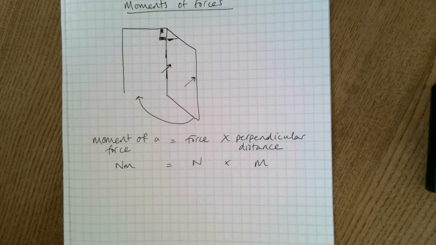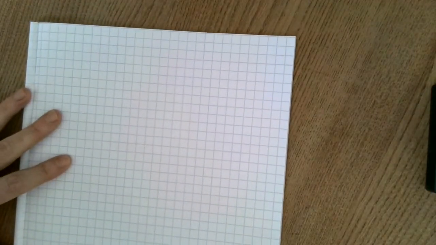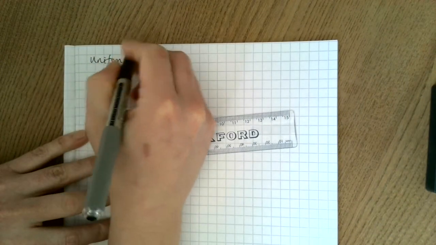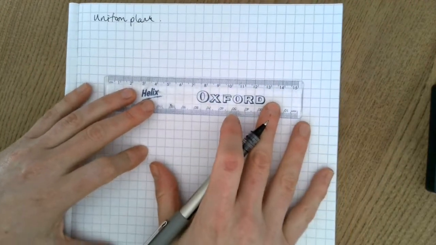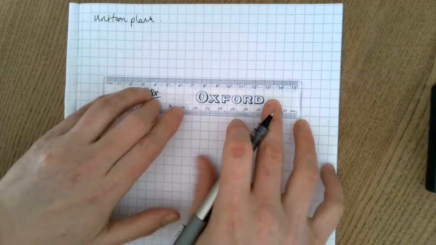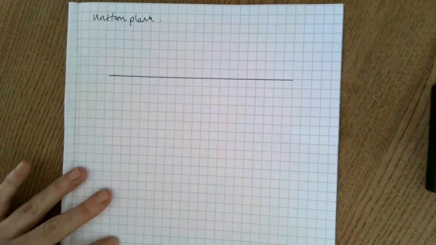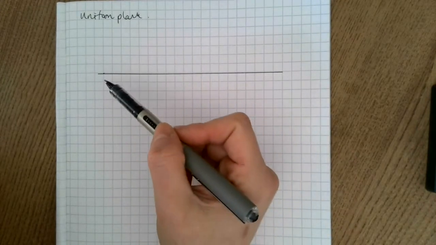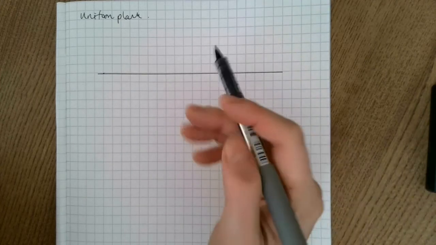Okay. So let's think about a simple example using this. So we're going to think about a uniform plank. Most of the work that you've done in mechanics so far is just modelling things as particles. This time we're going to think about uniform rigid bodies like this plank. So uniform means that its weight is evenly distributed throughout its length, and it being rigid just means it doesn't bend.